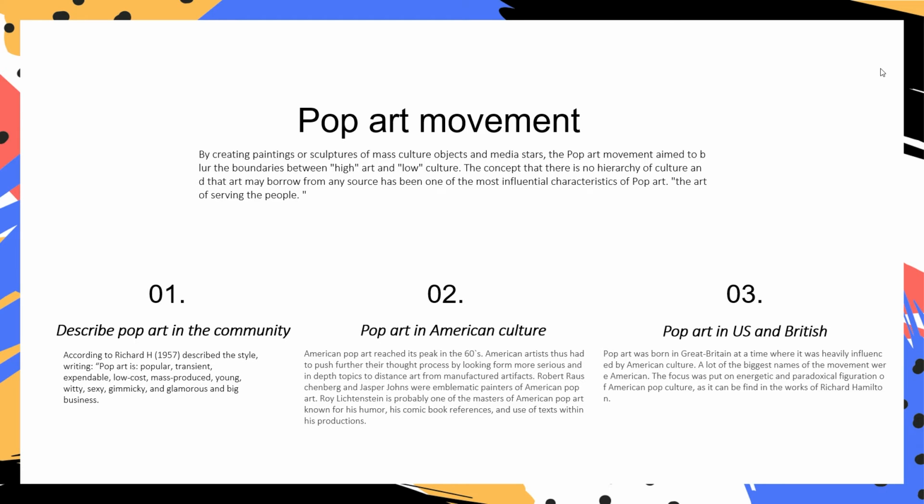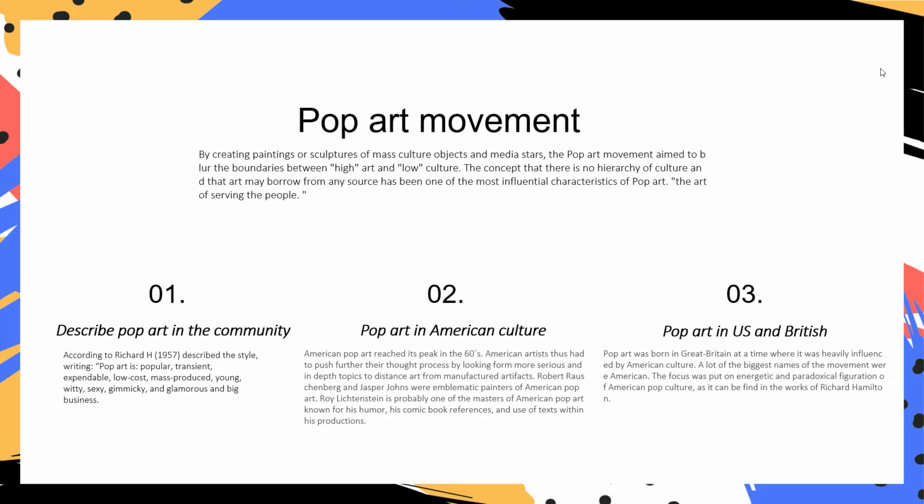Pop art was born in Great Britain at a time when it was heavily influenced by American culture. A lot of the biggest names of the movement were American. There is thus a strong proximity and connection between the movement as it evolved in the US and England. However, differences can be found. In the US, pop art is a return to composition described as hard-edged, using mundane reality, popular culture, irony, and sarcasm.